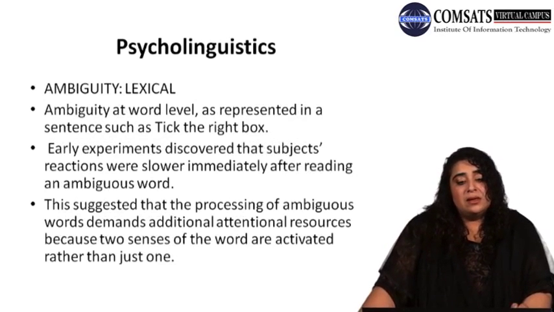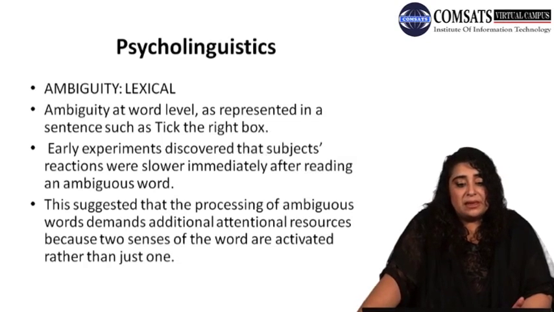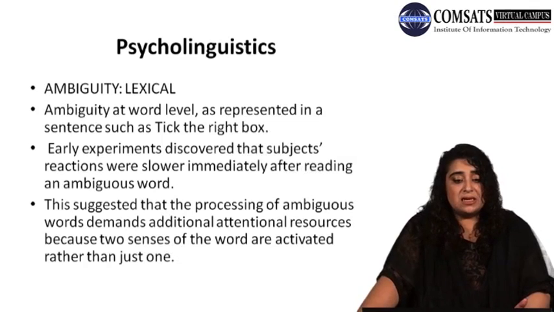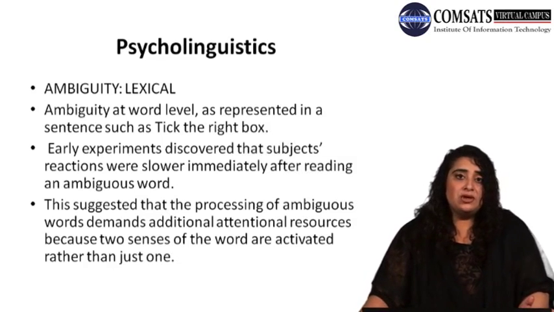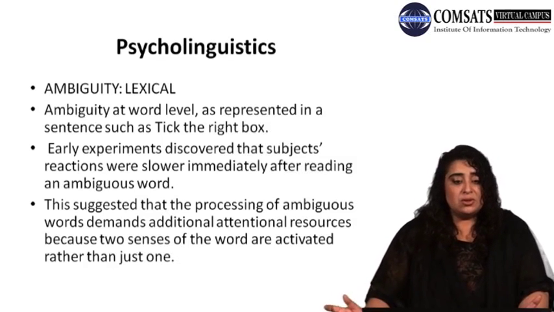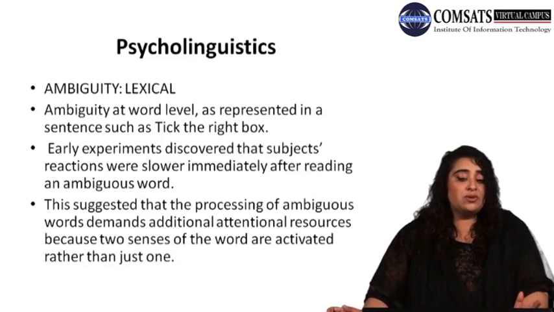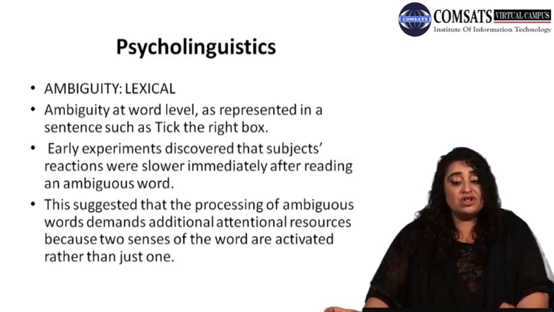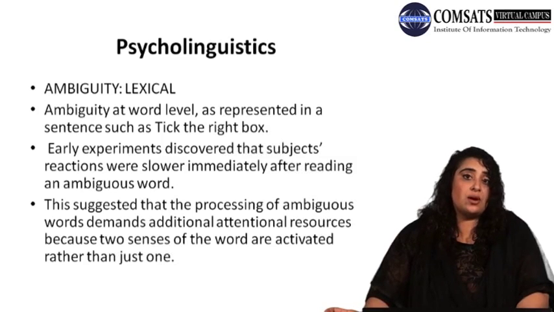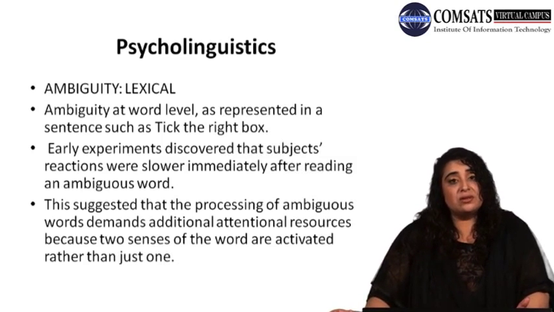Now, lexical ambiguity at word level, as represented in a sentence such as "tick the right box." For example, if you've been told to tick the right box, put a tick in it. Early experiments discovered that subjects' reactions were slower immediately after reading an ambiguous word. So sometimes they reacted slowly. This suggested that the processing of ambiguous words demands additional attentional resources because two senses of the word are activated rather than just one. That's the reason why they have difficulty in processing such words.